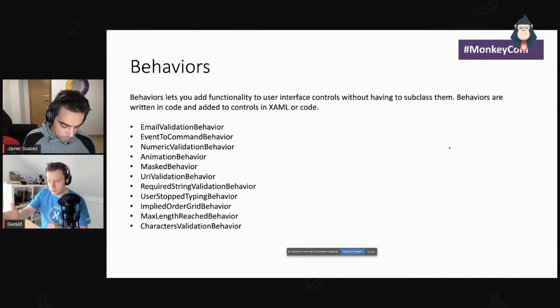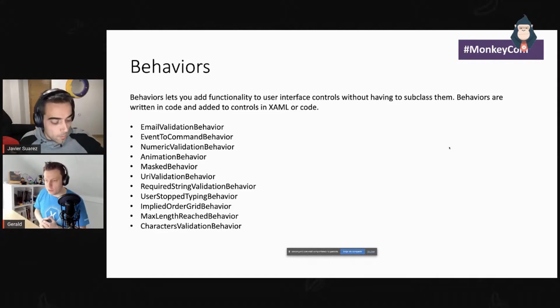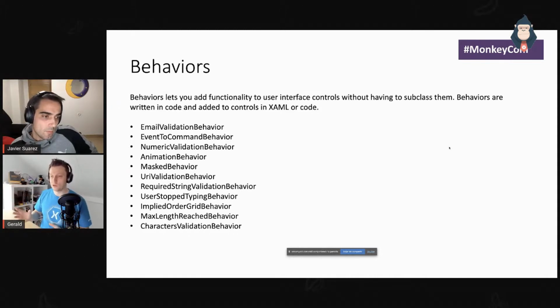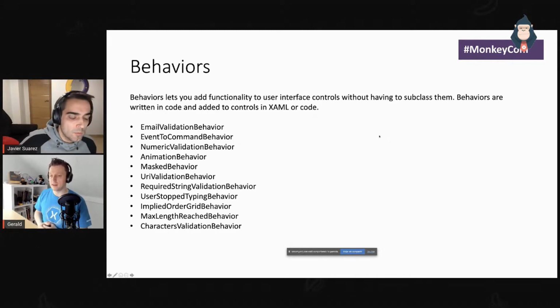Like I see the max length reached behavior. That's really cool. You can specify a max length on an entry or anything that takes text, and whenever it reaches that max length, it will fire a command or an event. So you can take action on that. That's really cool. And a couple of validation things here, so you can just validate the entries in there. That's really cool as well.